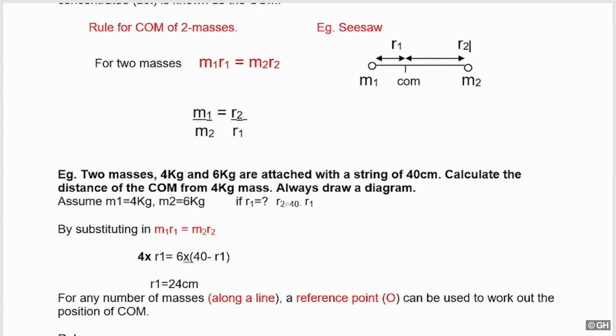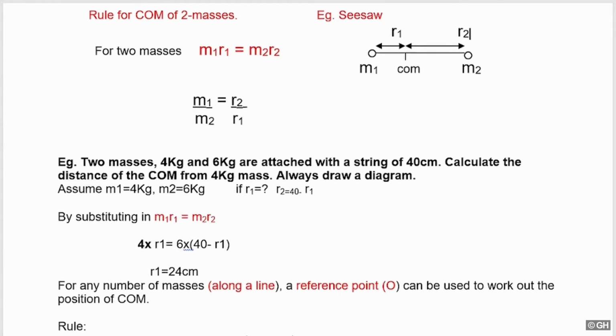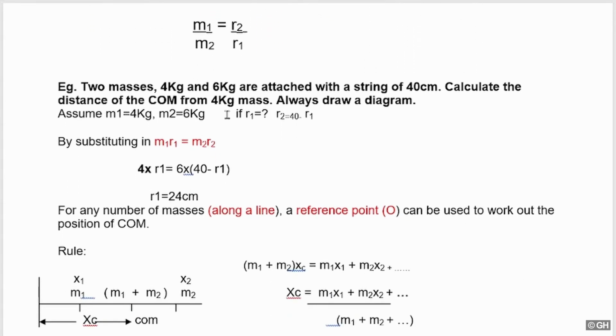Right, now we were looking at two masses all this time. Now we look at a number of masses, more than two, like 3, 4, 5 masses along a line. Now in this case, when we are looking at more masses, we have to have a special case. We are looking at what is called a reference point, and a line can be used. So what is the reference point here?